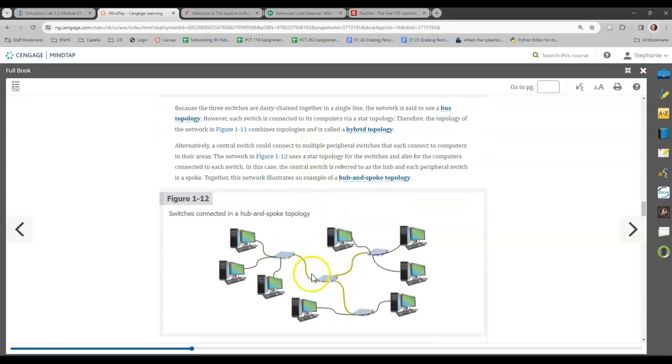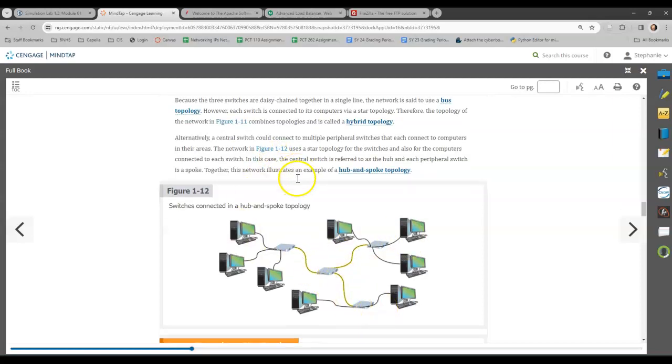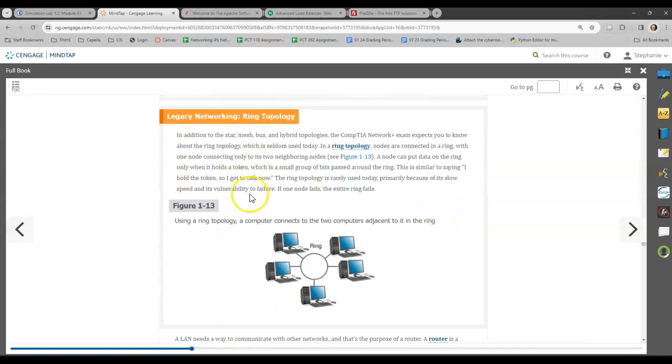And then we've got our hub and spoke, and we've got this one. So we've got this switch in the middle that has multiple networks connected to it. Legacy network is a ring topology. It's kind of like a circle. They're connected in a ring, and we've got two neighboring nodes, and it can pull data along the ring. It can only talk if it has the token. So you use this in a small group, and it passes that token around so that they can talk.